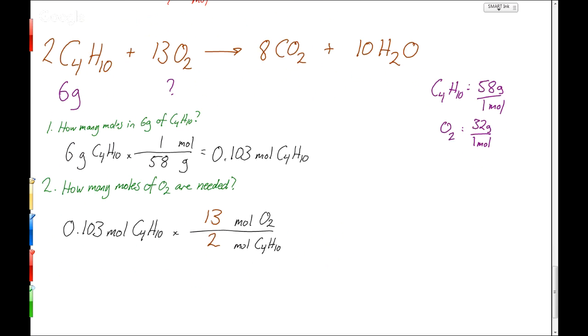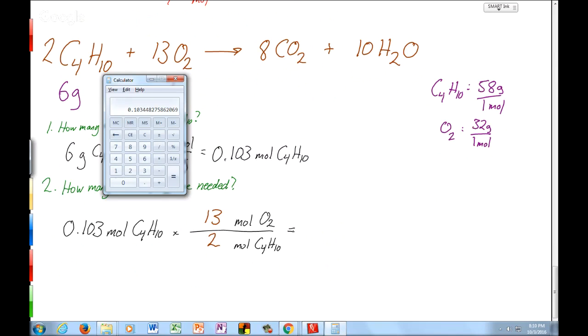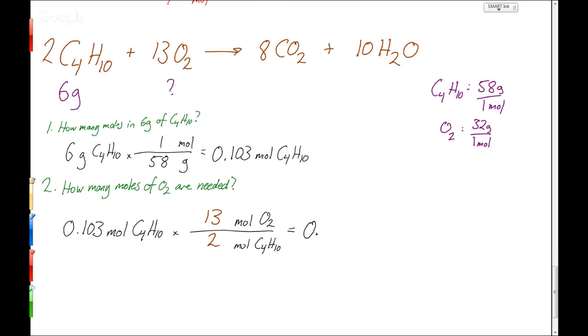So we can calculate that. 0.103 times 13 divided by 2. We'll say 0.670 moles of O2. Okay, so now we know how much O2 is needed for that quantity of butane. But there's one more step. Because remember, we can't count moles, we can't pick out individual oxygens. So we need to know how much mass of oxygen we need for that quantity.